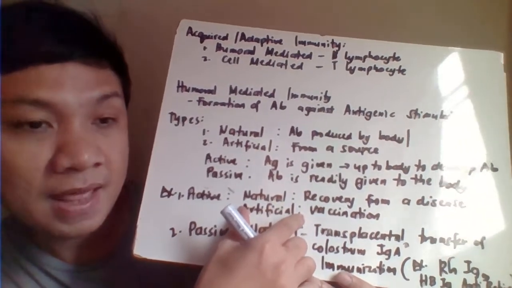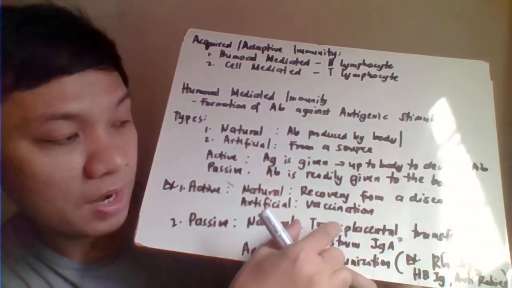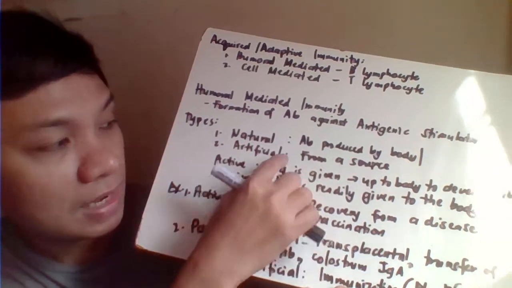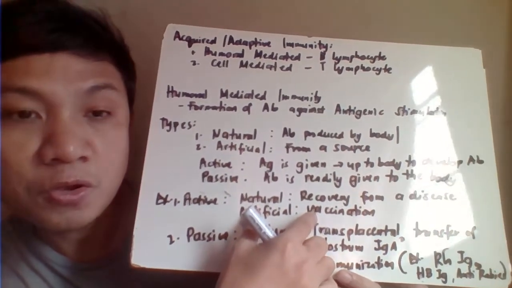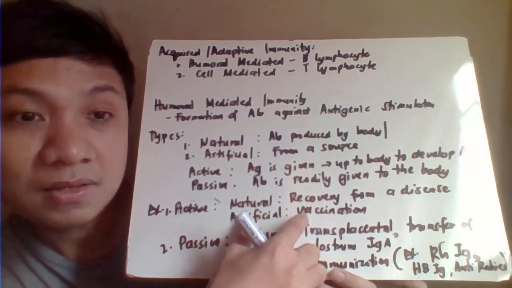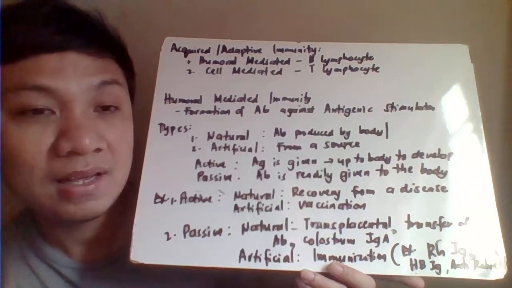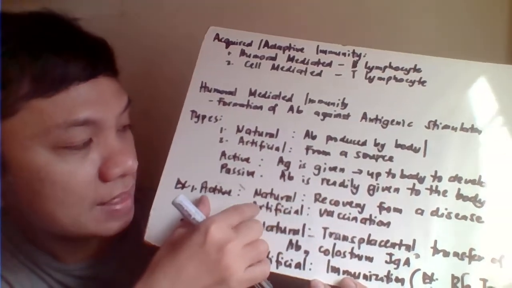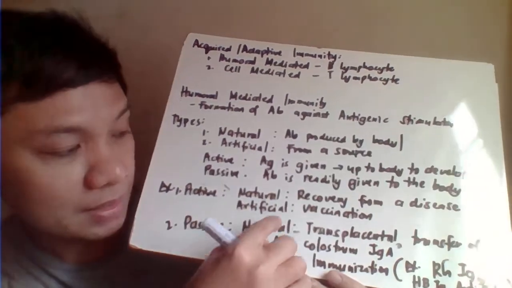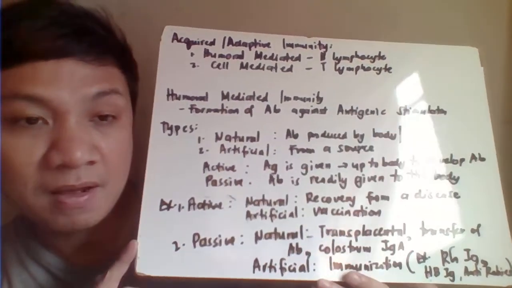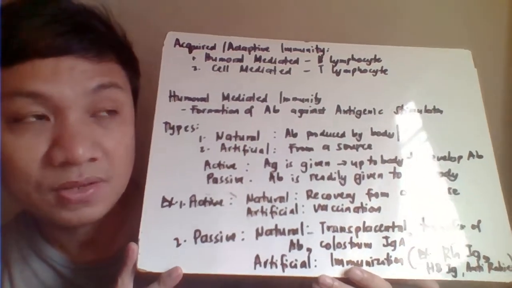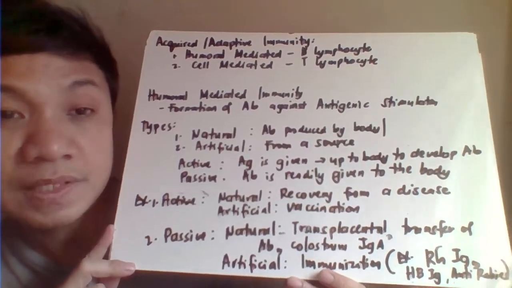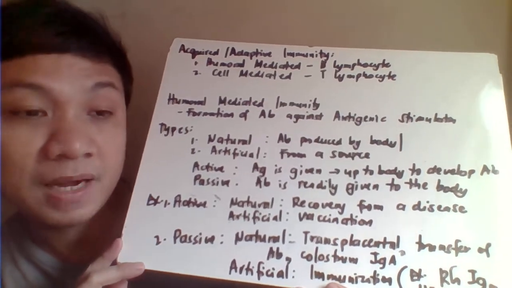Okay, for active artificial, we have your vaccination. What makes vaccination artificial? Because what is being given to you during vaccination is the antigen, but the source of that antigen is outside, coming from an external source. And it is active because the antigen is given to you, and it's up to your body to develop an antibody against the vaccine. It's not automatic that once we get vaccinated, you will automatically produce an antibody. Again, it's still up to your body to develop an antibody.